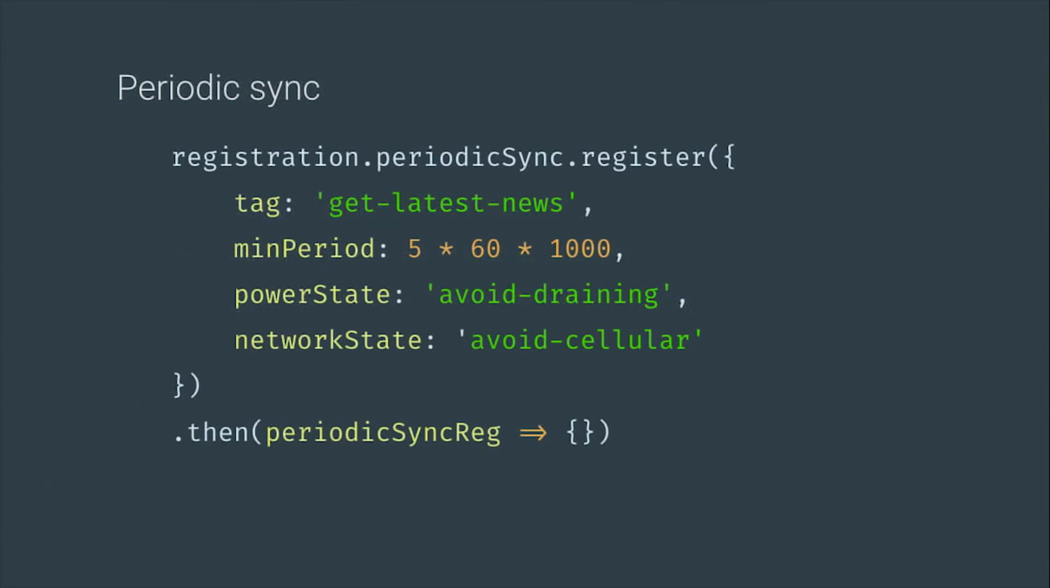And the other one, periodic sync, which is currently being spec'd, so it doesn't work on any browser yet. It lets you, for example, load content every 5 minutes in the background, even if your app is not open. So for example, every 5 minutes, I'm going to get the latest news. You don't have to specify those two, but you can constrain it to be on Wi-Fi and to be plugged into a charger.